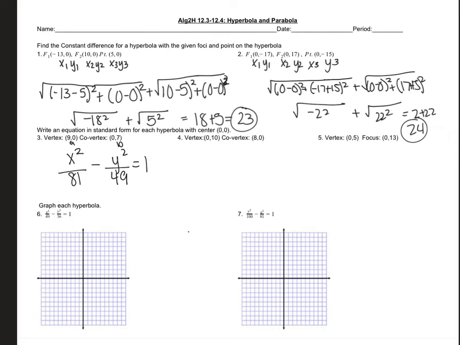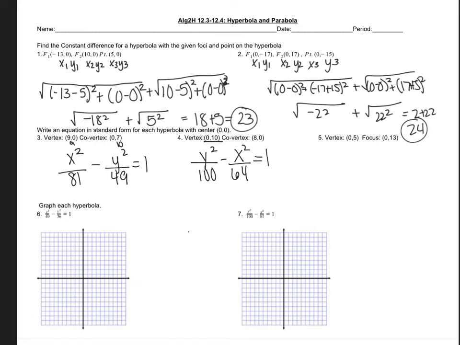Alright, so because my vertex is on the y-axis, we're going to go ahead and use a vertical form of it. So it's y squared over 100 minus x squared over 64 equals 1.